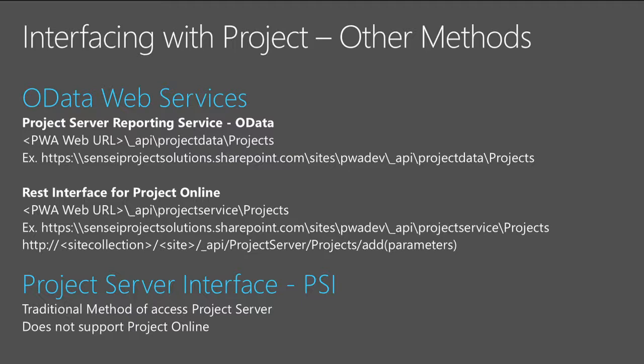If you've done project server development in the past, you've probably used the project server API, and that's still available. The project server interface, or PSI, is still available, but it doesn't really support Project Online. So we have not used it in any of our commercial solutions. But if you're building a solution that's just targeted for your own on-premise environment, that's still an available option.